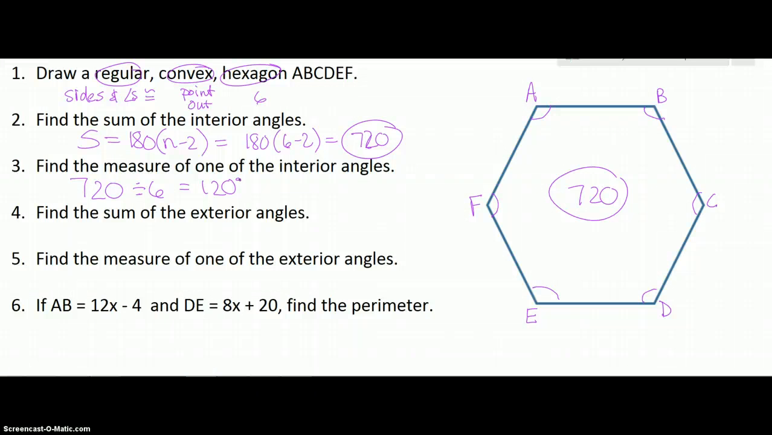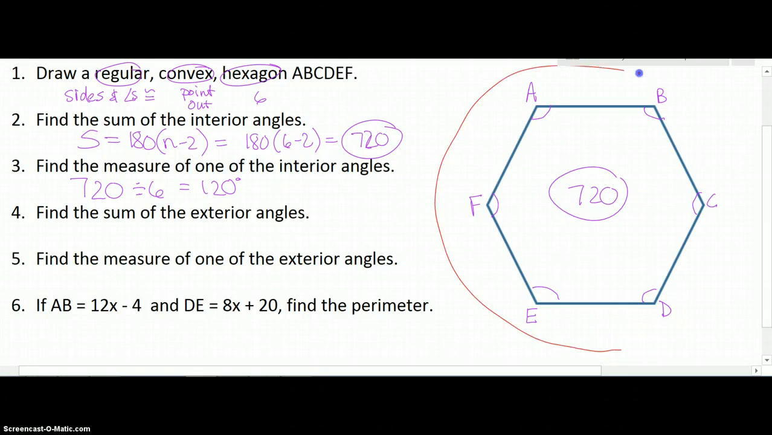Okay, so now let's switch gears. We're going to talk about exterior angles. Exterior means on the outside. Notice I drew a circle around the outside. How many degrees are in a circle? 360. That's how many degrees are on the exterior of any polygon.